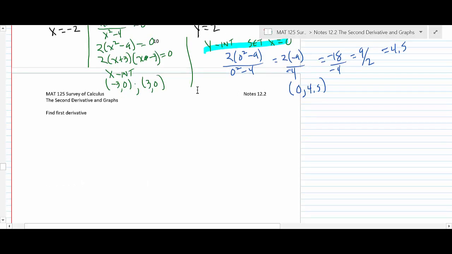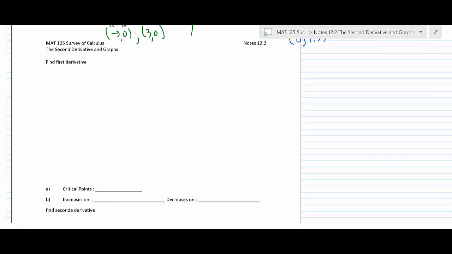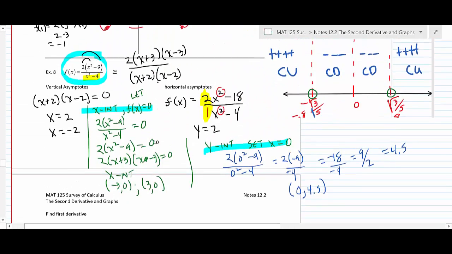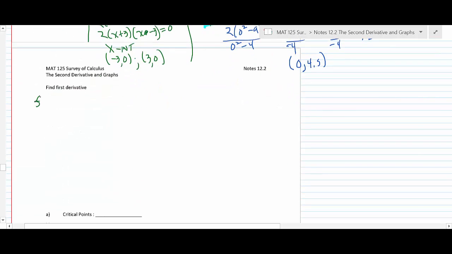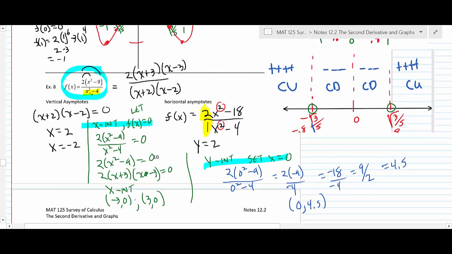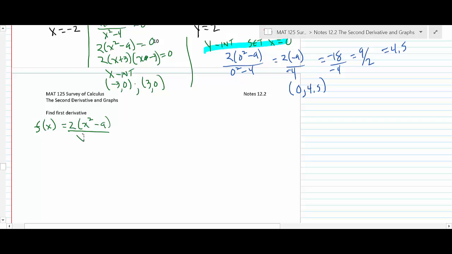Okay, so now let's go to the next page. Now we're going to work on the calculus part of this. So let me write down the function. The function is 2 times x squared minus 9, all over x squared minus 4. Okay, I've got to do a derivative. Tell me how I'm going to do that.